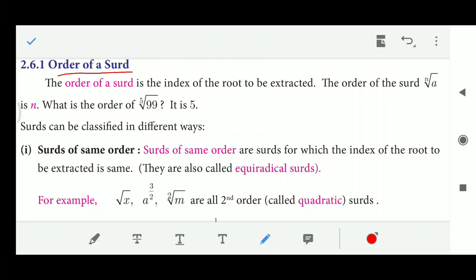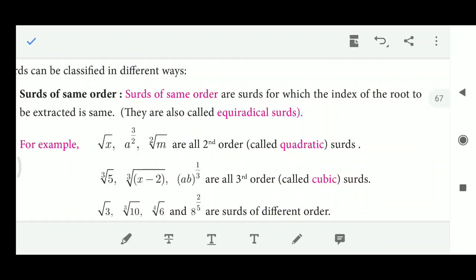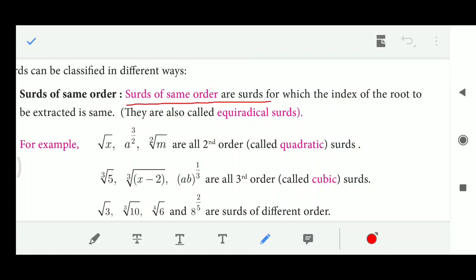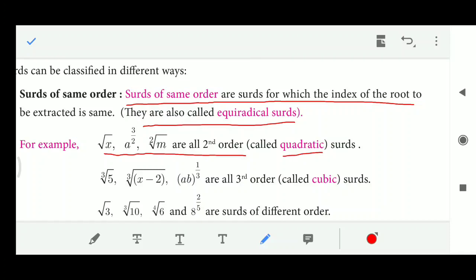Next, order of a surd. The order of a surd is the index of the root to be extracted. The order of the surd, nth root of a, is n. What is the order of fifth root of 95? It is 5. Next, the surds of same order. The surds of same order are surds for which the index of the root to be extracted is the same. So they are called equiradical surds. For example, square root of x, a power 3 by 2, square root of n are all second order radicals called quadratic surds.